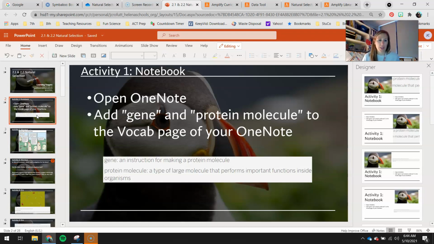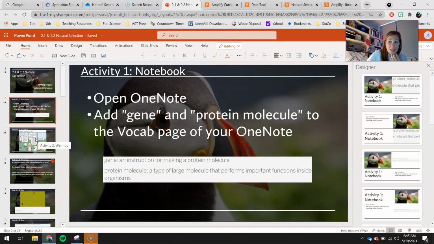Okay, so gene, as you remember, is an instruction for making a protein molecule. So it's a little segment on our DNA that codes for a specific protein molecule. Maybe it's the protein that makes my eyes brown. Maybe it's the protein that makes your eyes the color they are. And then again, the protein molecule is a type of large molecule that performs important functions inside organisms. So that might be something like your eye color or your skin color or your hair color, or it could be something like how your body processes sugar, okay? So not only what you look like, but how your body functions as well.